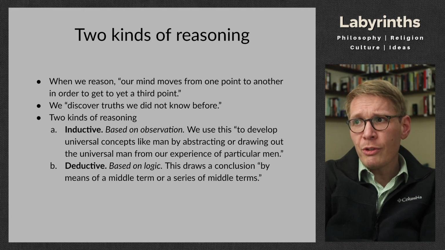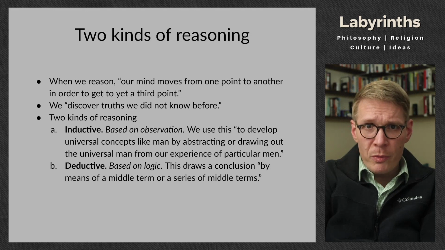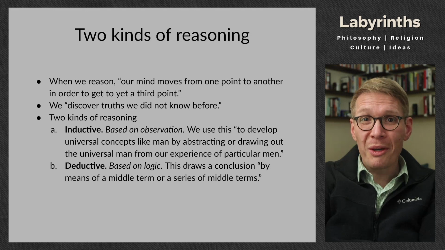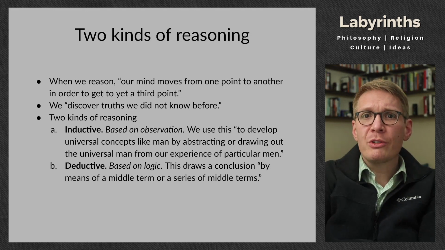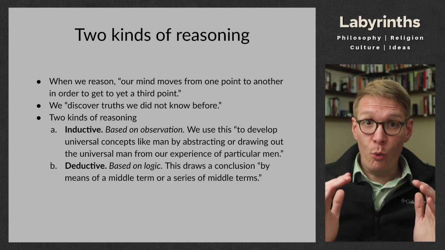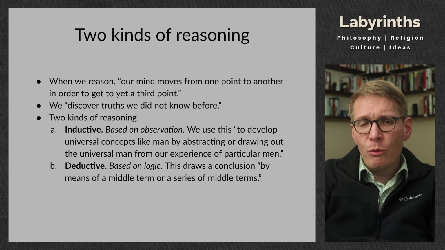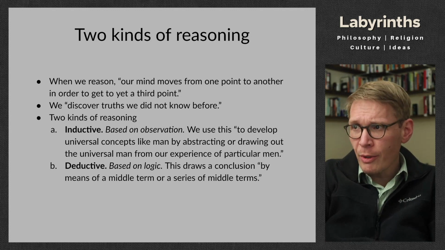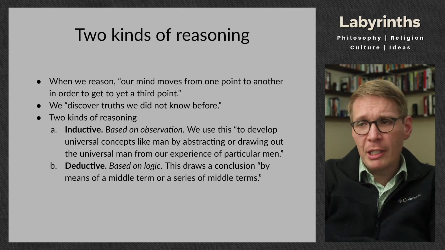The goal is to discover a truth that we did not know before. So if I know that one thing is true, and I know that another thing is true, or let's just say if I hold that one thing is true and I hold that another is true, what follows logically, with certainty, from the relationship between those two? What can I conclude, right? Well, let's just lay out our types of reasoning here and then I'll comment on them.